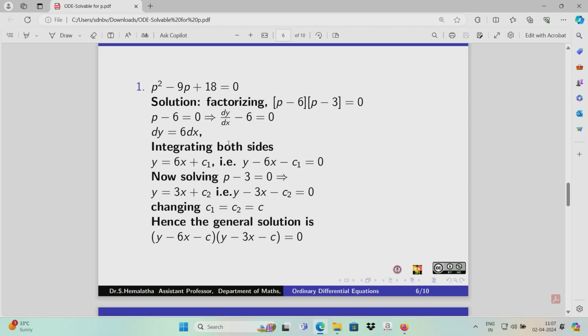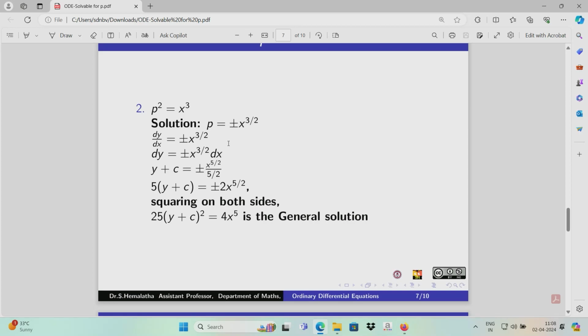Integration, a simple integration: integral dy gives you y, 6 integral dx gives you 6x plus an arbitrary constant. Now again go to the second factor, do the same way of integration and you get the second solution. Combine the two and make a general solution, which is the actual solution of the problem in a general case. That is our first illustration.